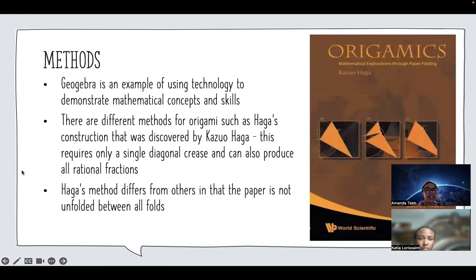As for the methods, as I said, GeoGebra is an example of using technology to demonstrate mathematical concepts and skills. And this can be used for many different aged classrooms. I'm thinking that maybe a first grade classroom wouldn't be able to make a GeoGebra applet like the one I just did, but I'm sure they'd be able to follow it in some context as they can imagine a piece of paper in front of them and how it folds if you pull the corner down.